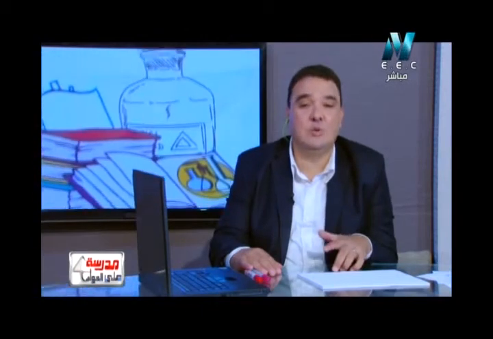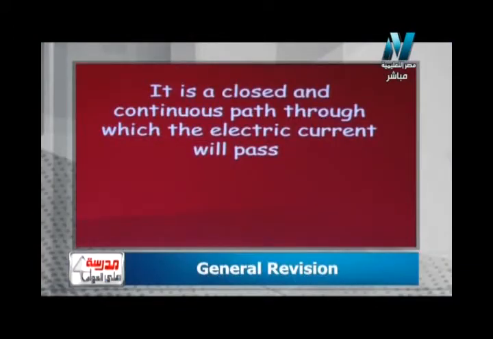So again, the question says give reason: we use tungsten for making the filament of the light bulb. The answer will be because tungsten has a high melting point. Another question, a scientific term question. It's a closed and continuous path through which the electric current will pass. It is a closed path through which electric charges pass. Surely it will be the electric circuit.